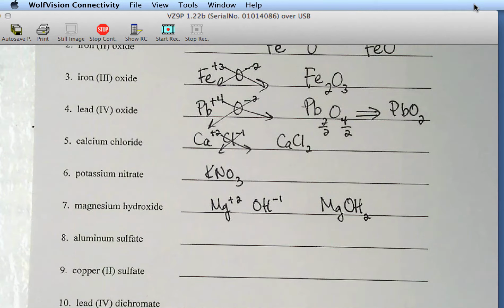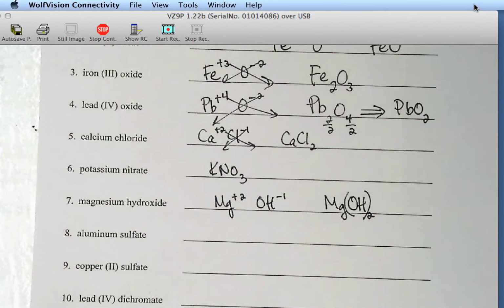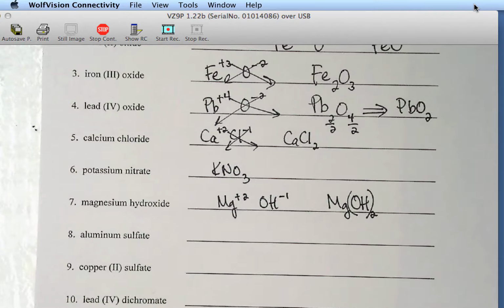So remember, when you're dealing with polyatomic ions and you have a formula that requires more than one polyatomic ion, you have to use parentheses. If you think about what polyatomic means, many atoms. So this is an ion that is made up of many atoms. So put that parentheses around there.